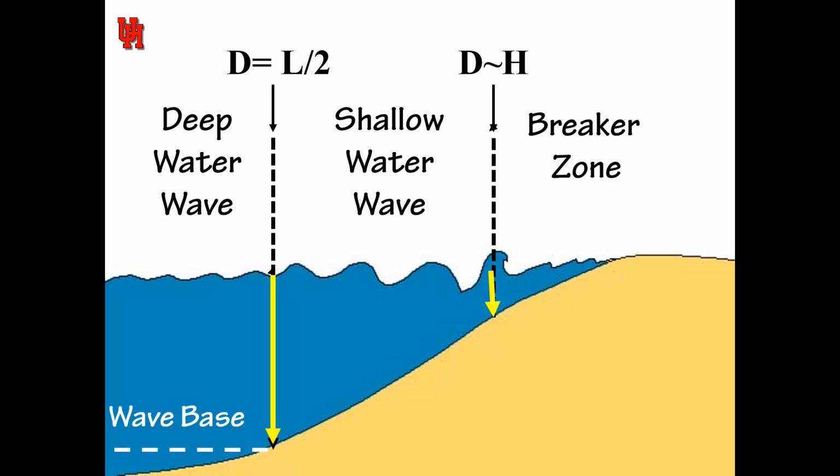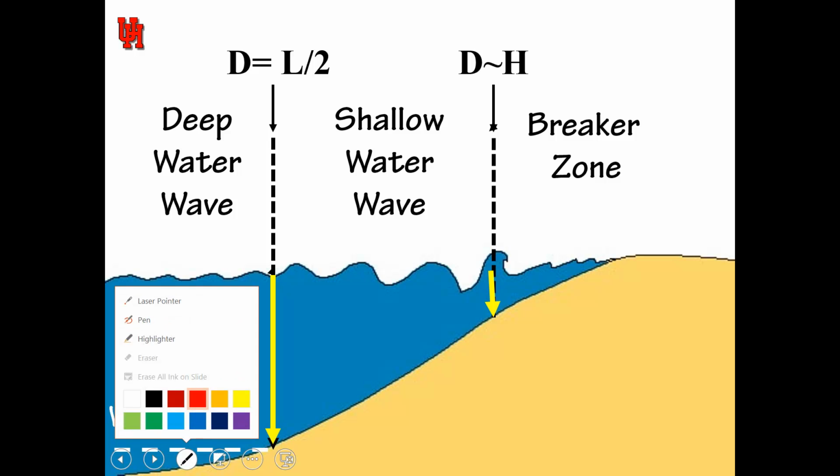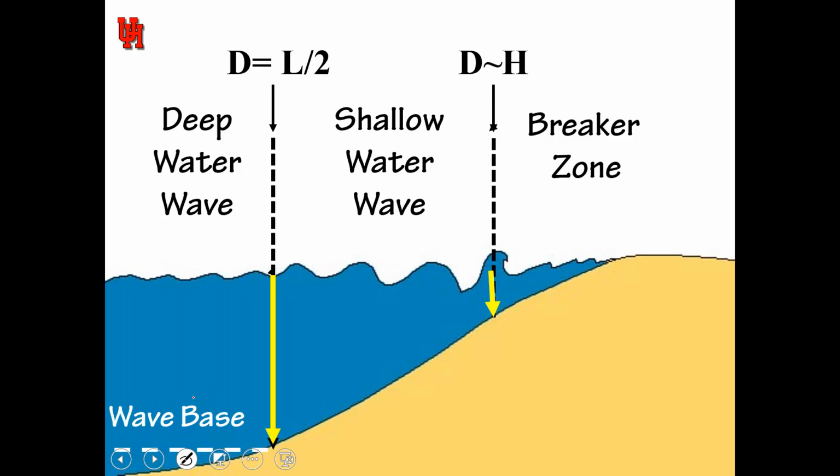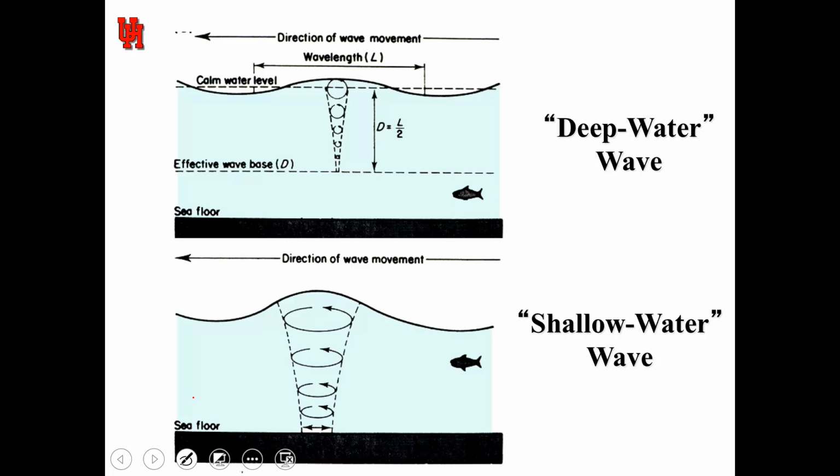If we look at the deep water wave, we define a deep water wave as a wave that's in water depths deeper than its wave base. And conversely, a shallow water wave in water depths less than its wave base, until we reach a depth that is about equal to wave height, and that's the breaker zone.